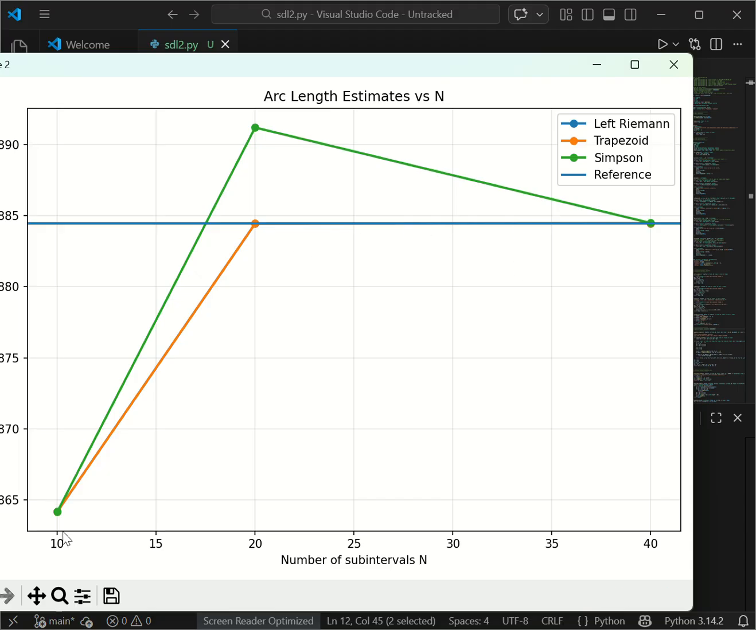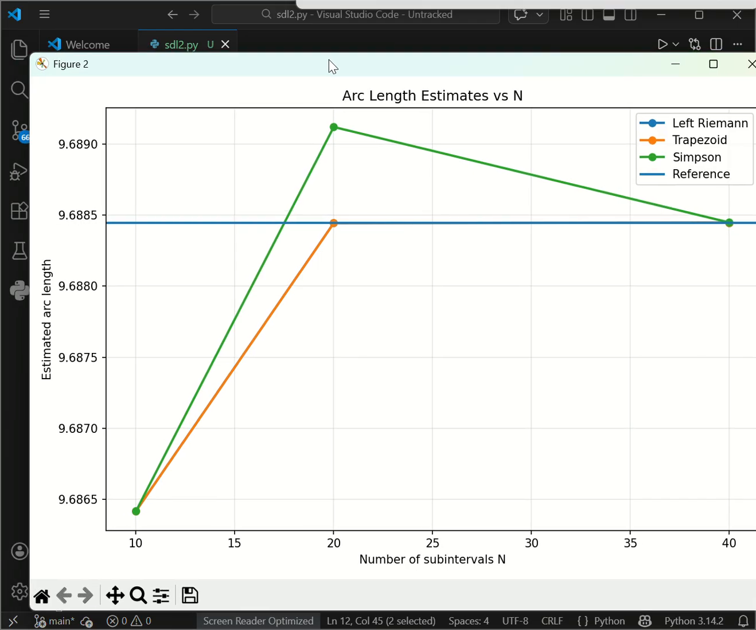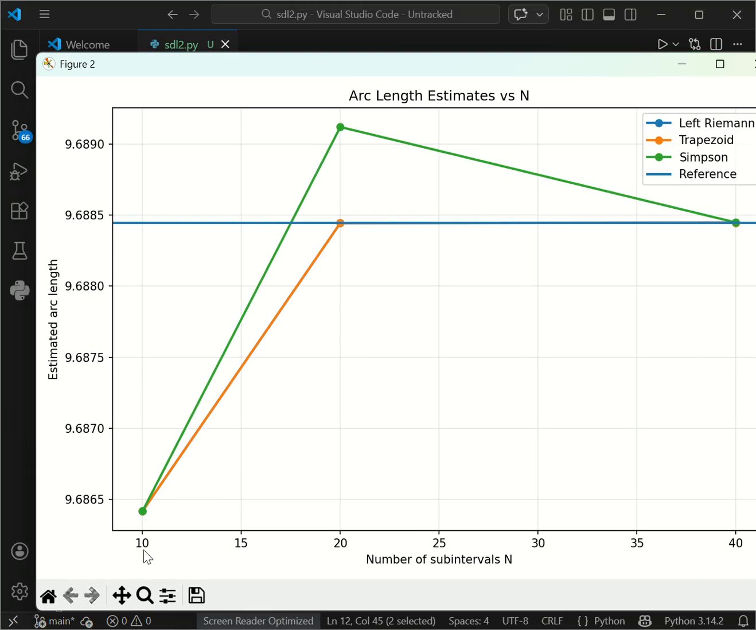So when n equals 10, the estimates are more spread out. That's like measuring the road using only 10 straight boards. But when n equals 20, the estimates move closer to each other and to the reference line, and when n is 40, they all get there.